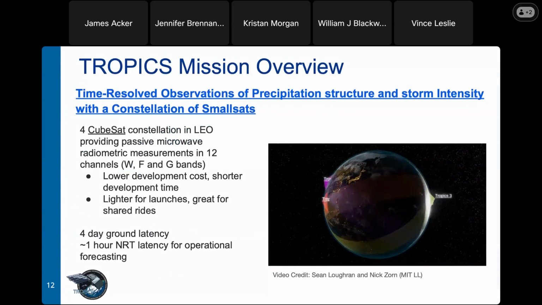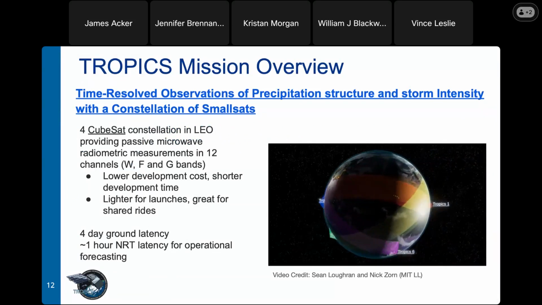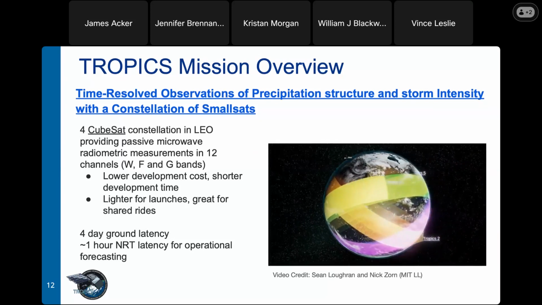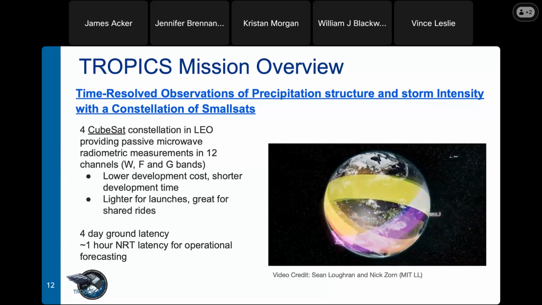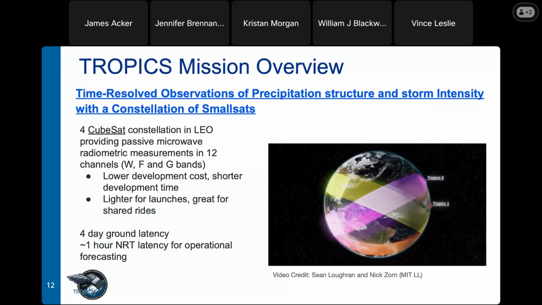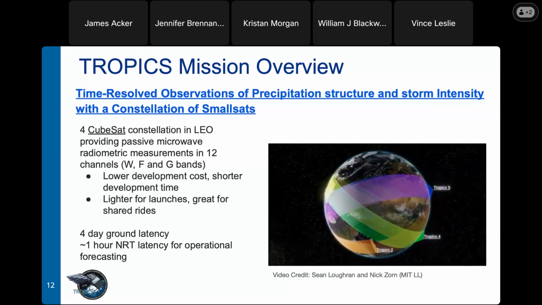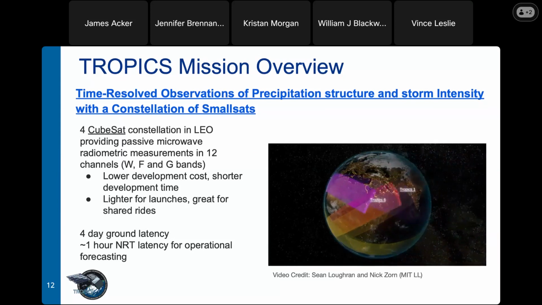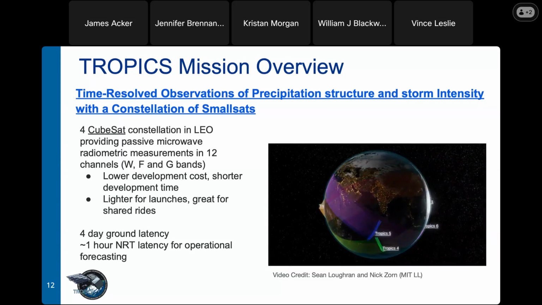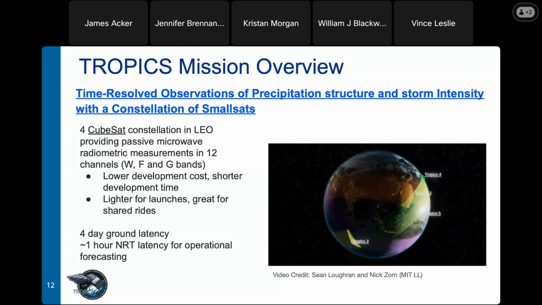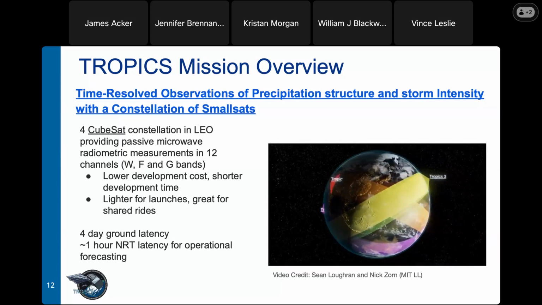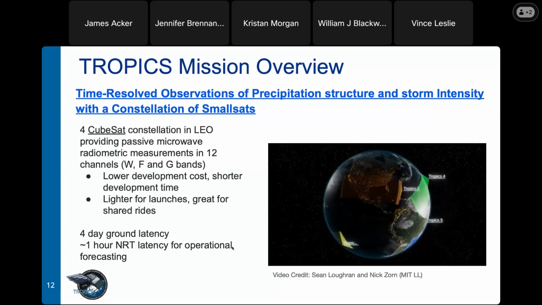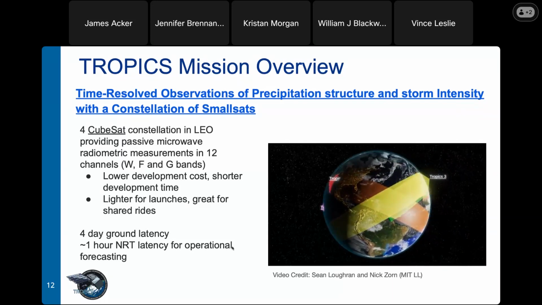And so the image on the right is taken from the TROPICS mission homepage, sponsored by MIT Lincoln Laboratory. So you can see the constellation of 4 CubeSats in low Earth orbit that provide high resolution coverage of the TROPICS area. And the constellation provides passive microwave radiometric measurements within 12 bands. And I will expand upon the 12 channels.